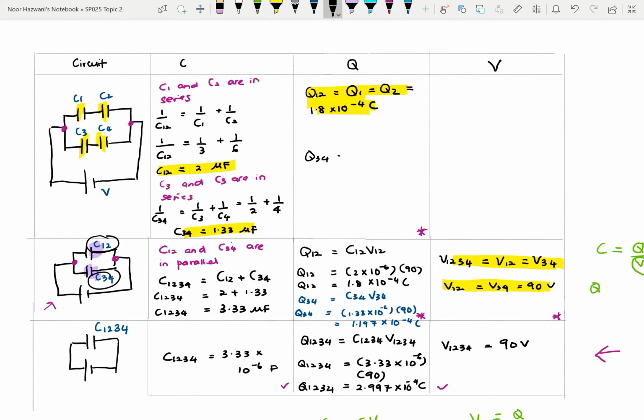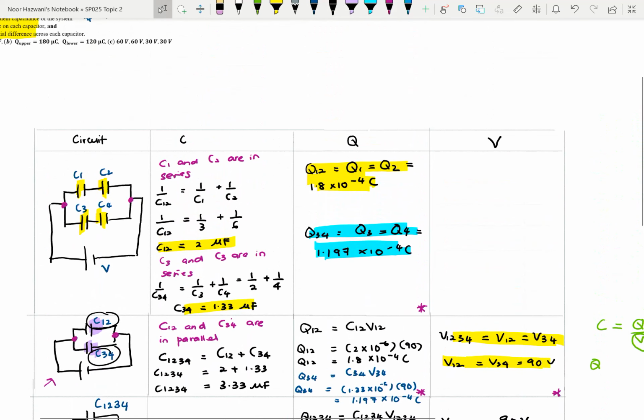So sama juga dengan Q34. Okay, Q34 dia akan sama dengan Q3. Dia akan sama dengan Q4. So, which is sama dengan 1.197 times 10 power of negative 4 coulomb. So, you dah dapat dah nilai individual charge. Dah siap dah. Okay, you dapat Q1, you dapat Q2, you dapat Q3, you dapat Q4. And then last one, you akan dapat cari individual potential lah, sebab you dah ada semua nilai dah.